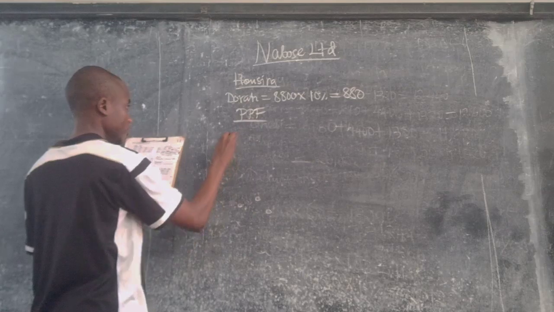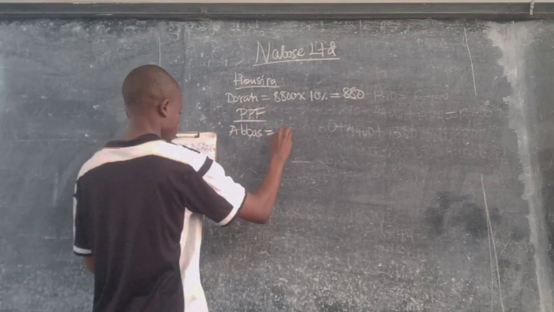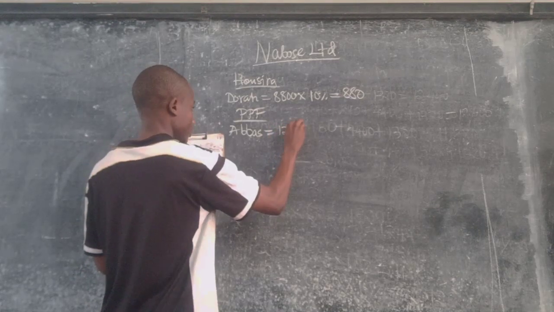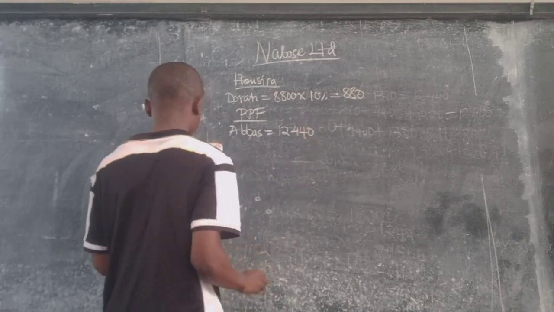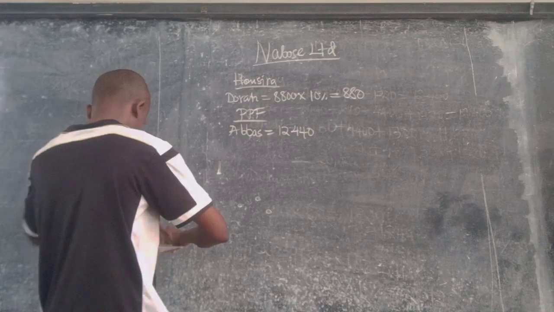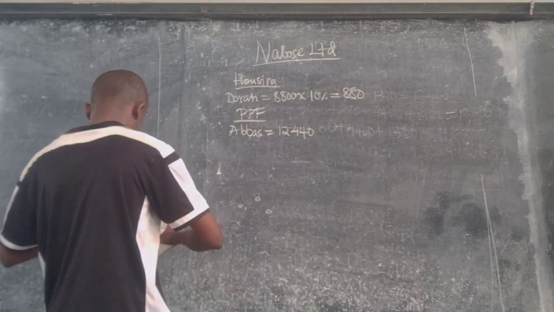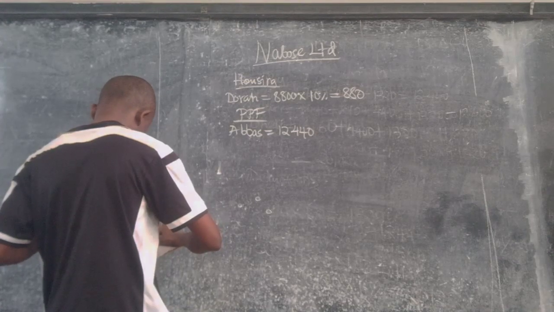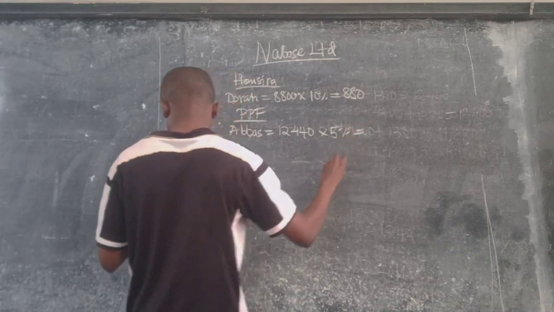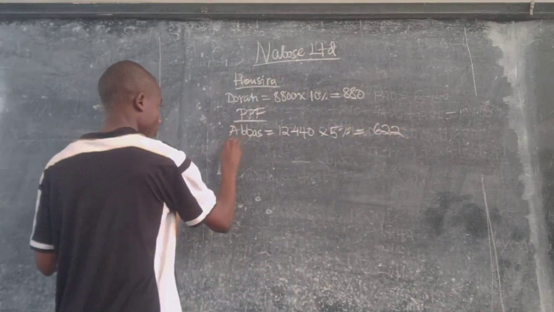Then you have to find PPF. The deduction for PPF of Abbas was found by taking Abbas's gross pay, which was 12,440. You have to find first the employee's contribution. So you take 12,440 times the rate which you were given, which was 5%. That was for the employee contribution. Refer to your question. You'll get 622.